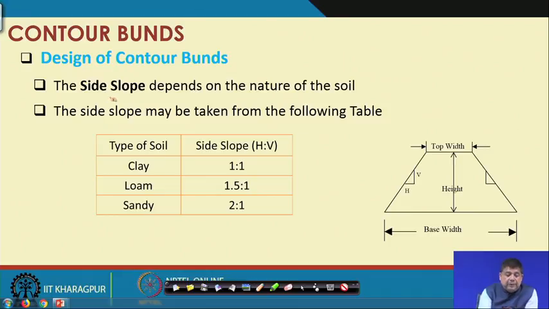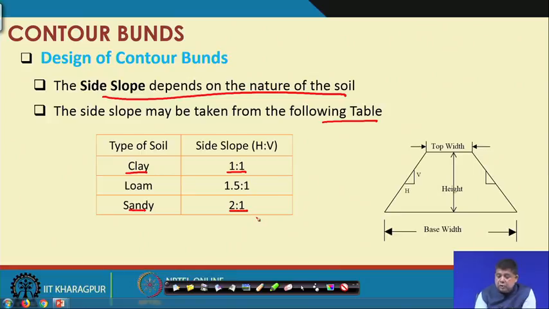The side slope depends on the nature of the soil. As I already mentioned, the stability of the dam or structure basically is governed by the side slopes, and may be taken from the following table. If it is clay, then we can have a much steeper slope. If it is sandy, then we have to have a flat slope. And when we say 1:1 or 2:1, as I already mentioned, we always use the convention H is to V, that is horizontal is to vertical.